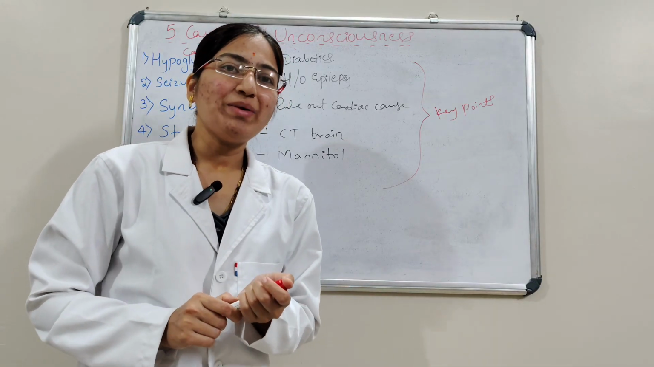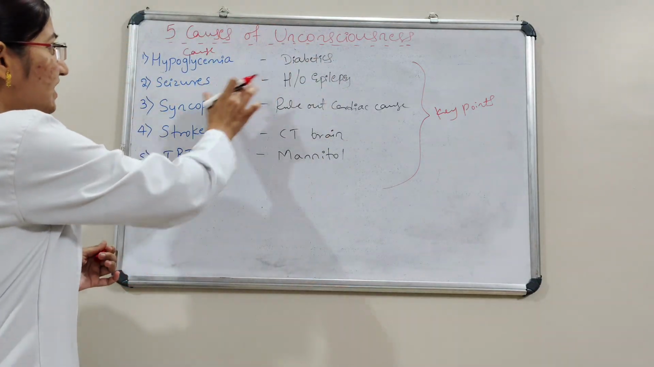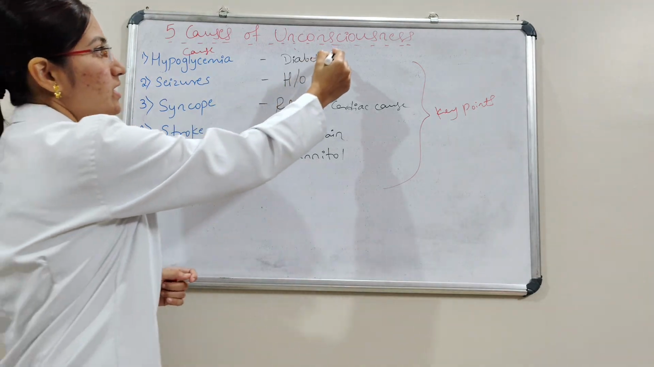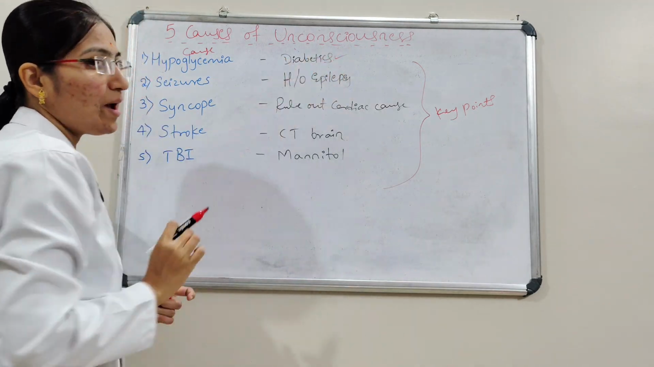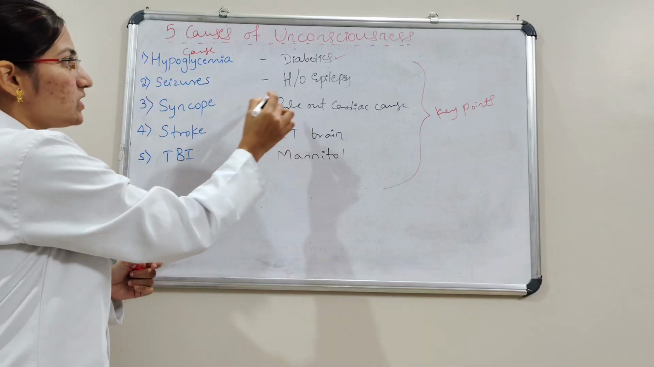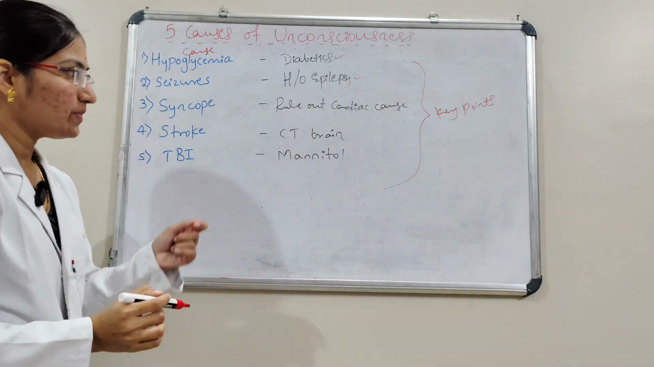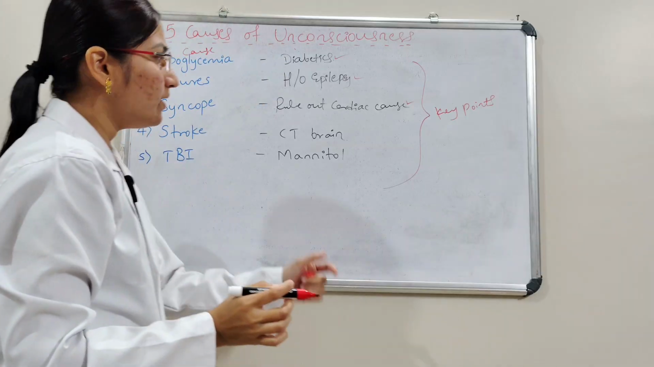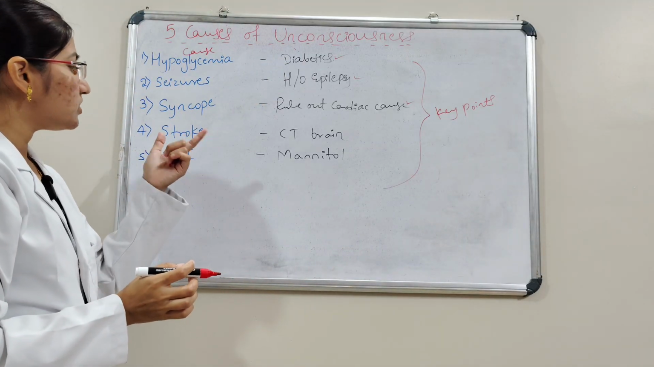Now we'll see the summary here. These are the causes and key points to remember. In the case of hypoglycemia, always keep in mind diabetic. And then seizures, history of epilepsy. And for syncope, you have to rule out the cardiac cause. And then comes the next one, that is stroke.